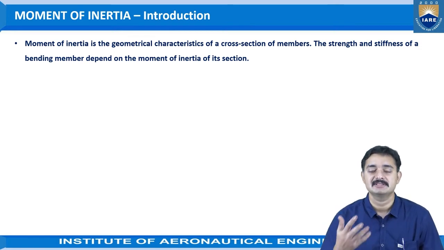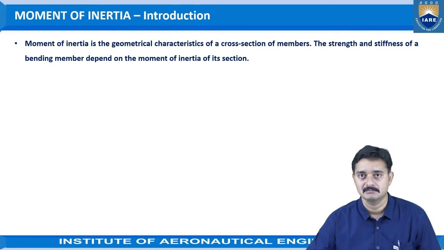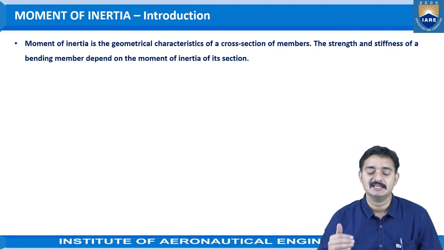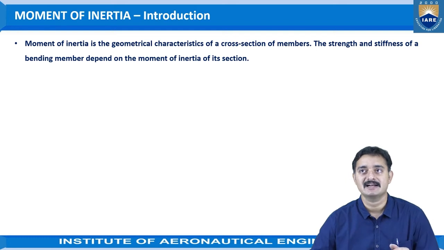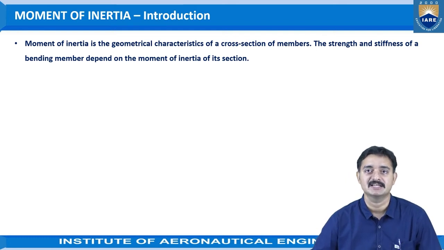Any member being considered in any construction site or any load bearing member, if we consider the cross section of these members, that member's bending characteristic would be considered as the moment of inertia. Then the strength and stiffness of the bending member depend on the moment of inertia of its section.